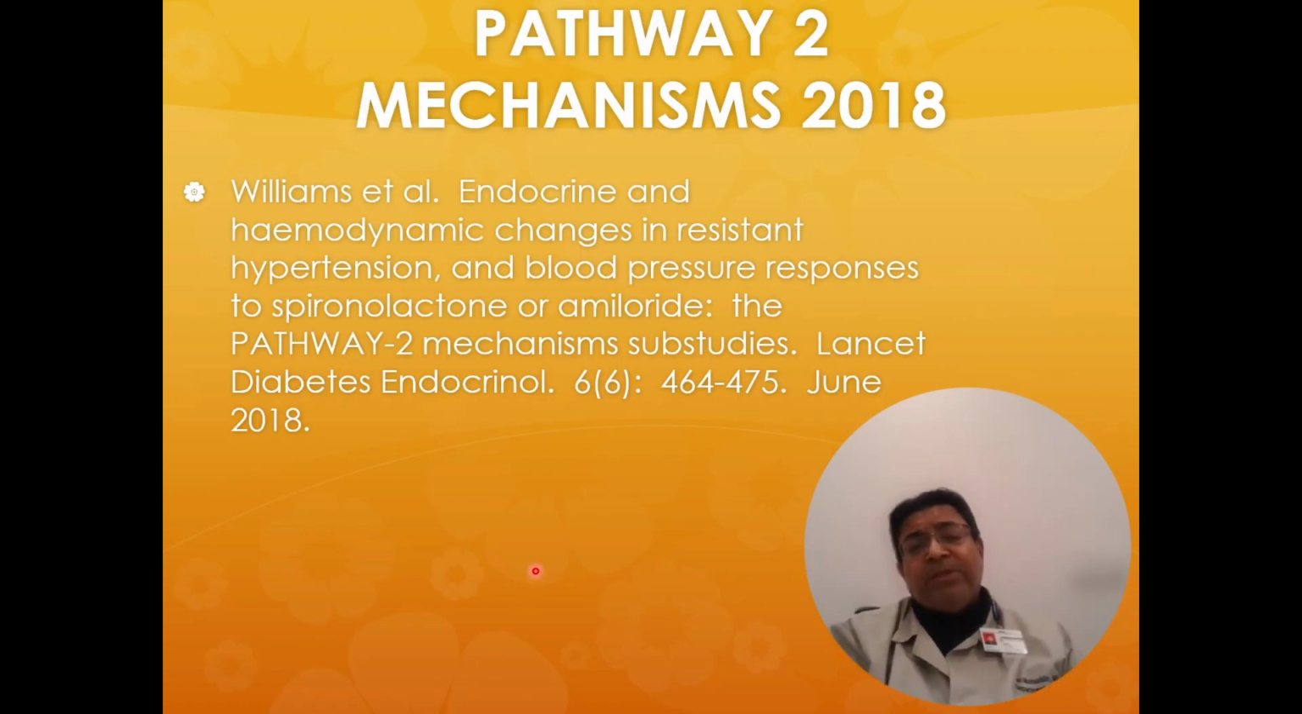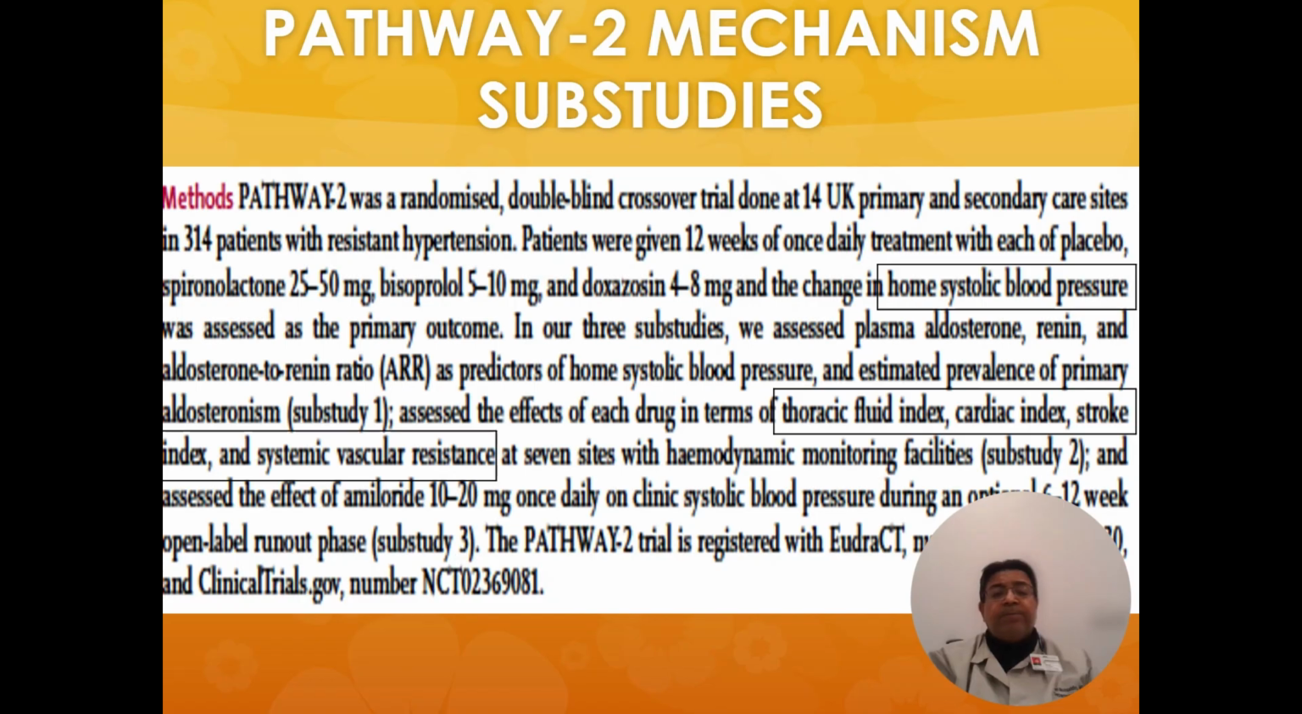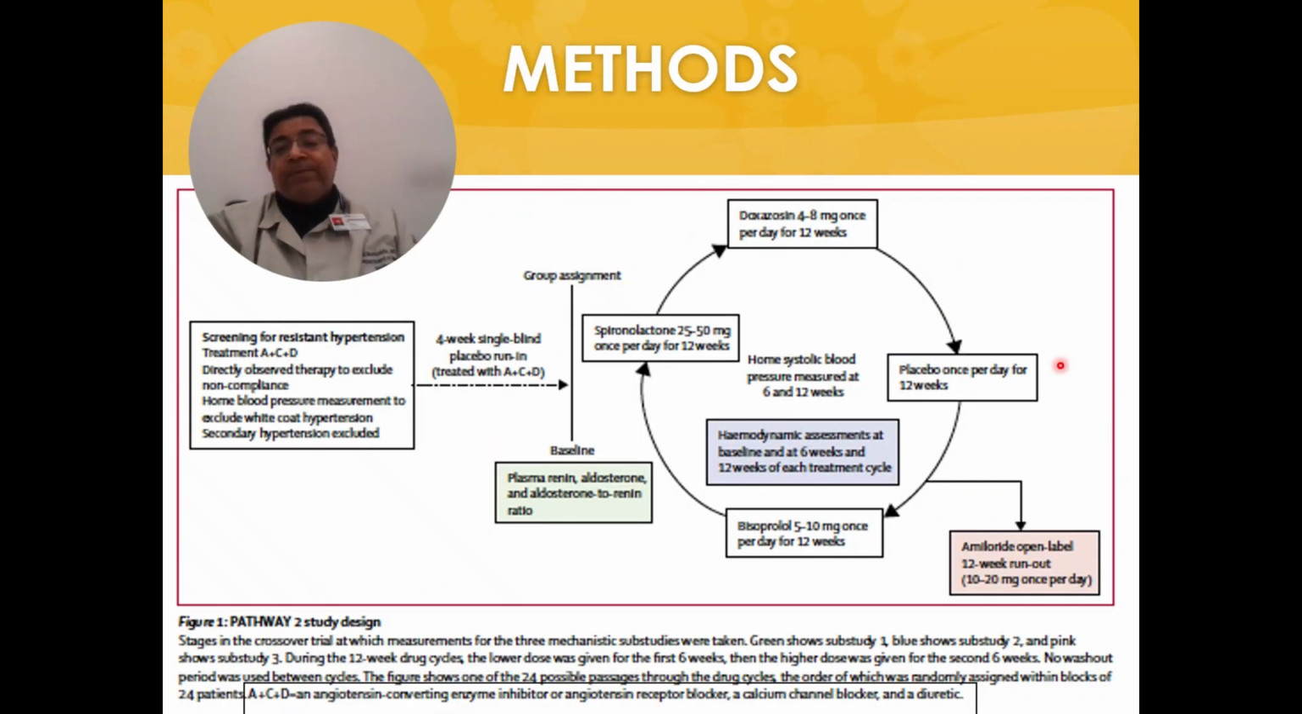So let's look at PATHWAY-2 mechanisms from 2018. Here they looked at endocrine and hemodynamic changes in resistant hypertension and blood pressure responses to spironolactone and amiloride. Again, the protocol was the same as the PATHWAY-2 study that I previously described. The patients with resistant hypertension were given placebo for 12 weeks, bisoprolol for 12 weeks, spironolactone for 12 weeks, doxazosin for 12 weeks, and then they used amiloride open label for 12 weeks.